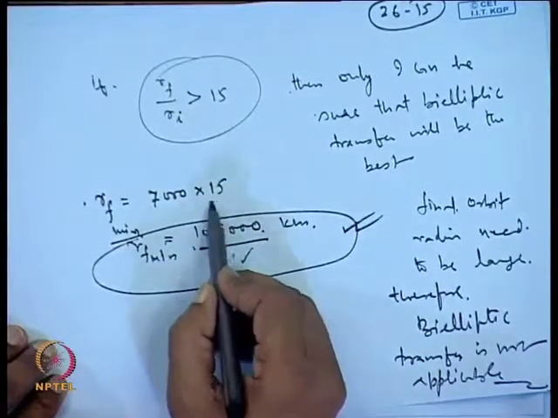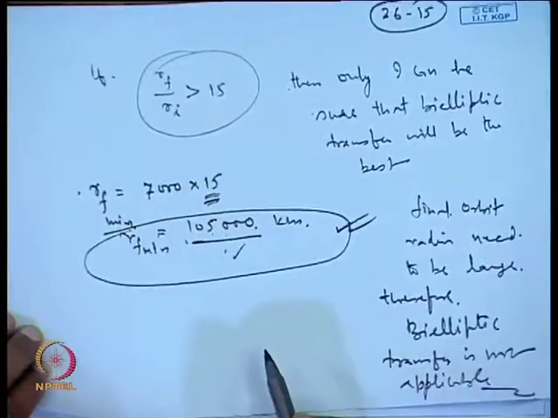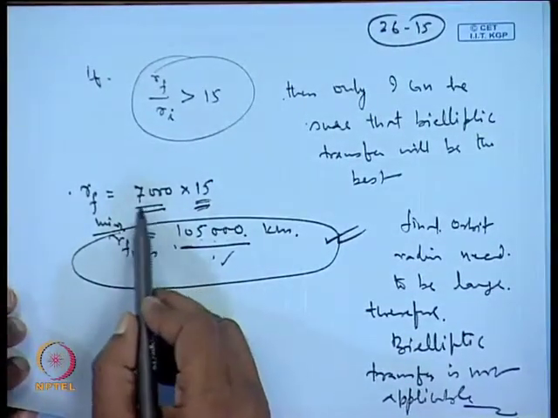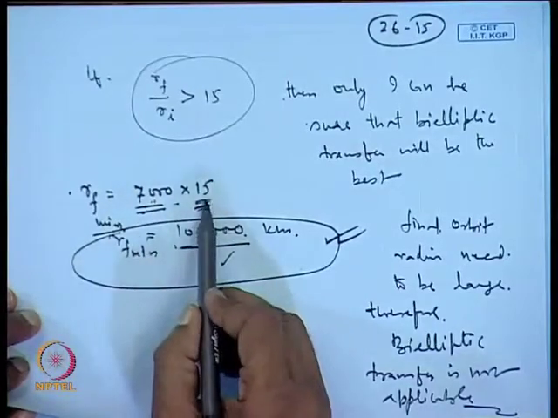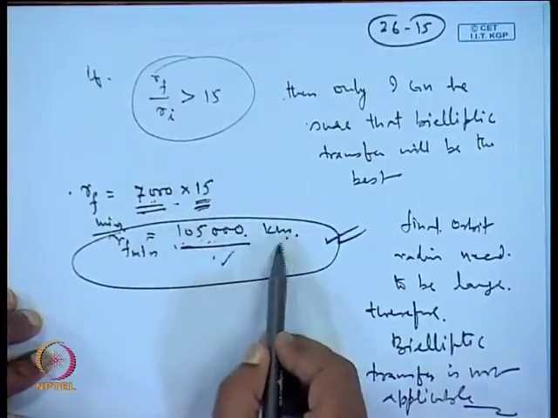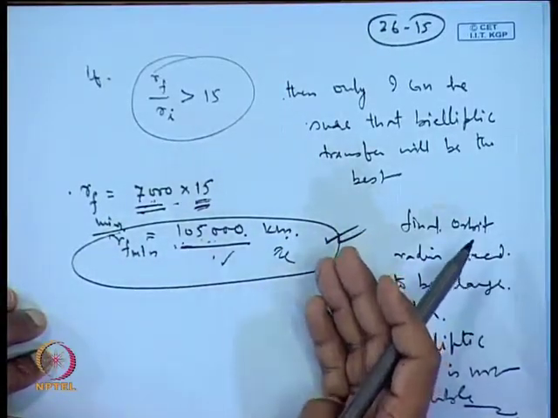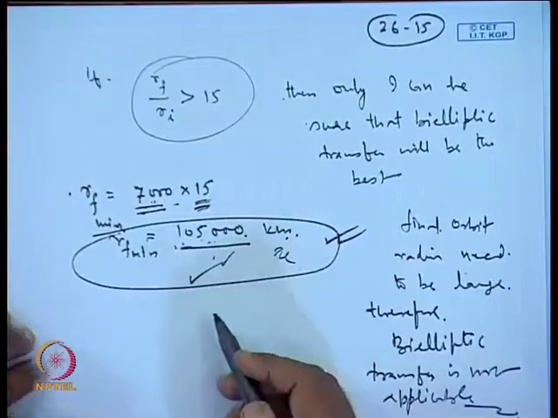So, the bielliptic transfer will not be useful unless we have the final orbit radius much larger than the initial orbit radius. Say in this case we took 7,000 kilometers and then 15 times more means 1,05,000 kilometers. This type of case will happen only when you are going to transfer a satellite from Earth to Moon. That is the nearest possibility, otherwise it is not possible. So, you want to raise the orbit. How to raise it? This is the solution here.